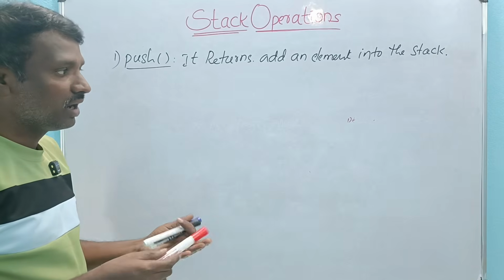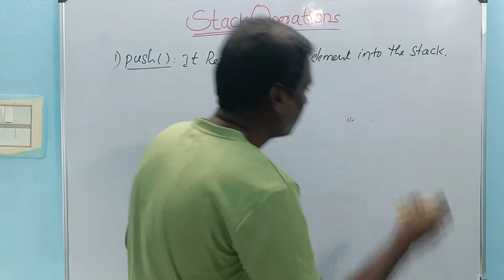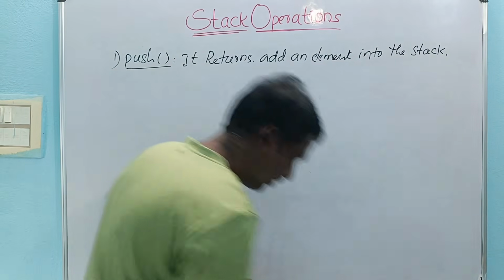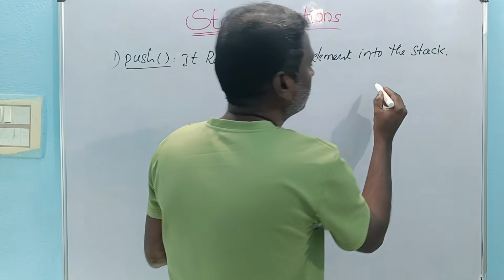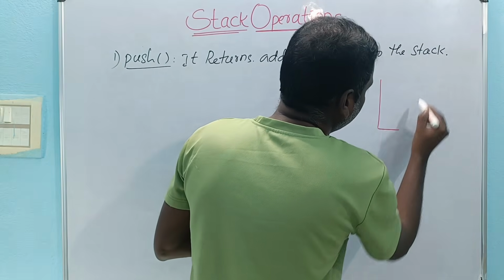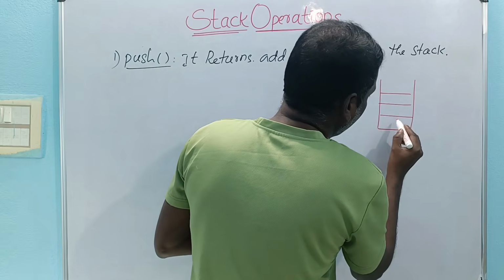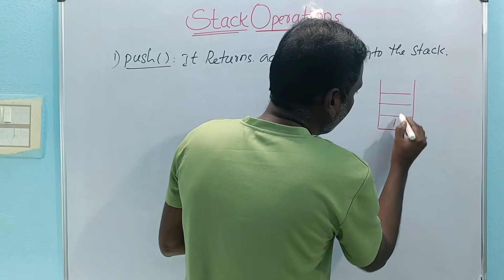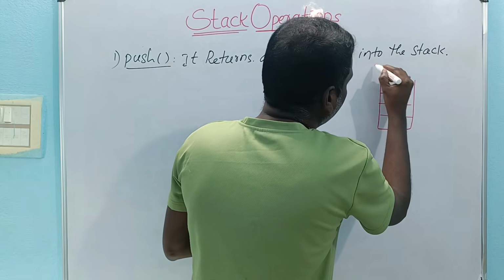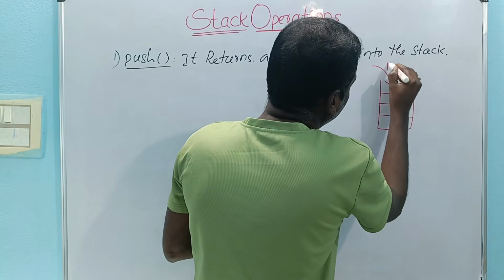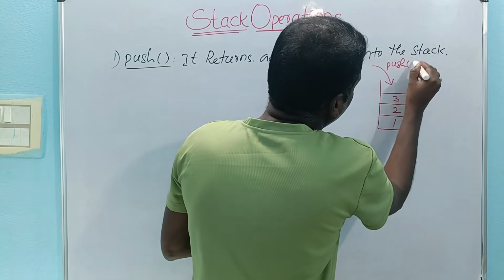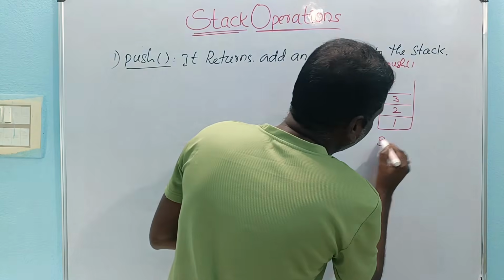How to represent the push operation diagrammatically? This is our stack: 1, 2, 3. Now 3 elements are there. Here we push.